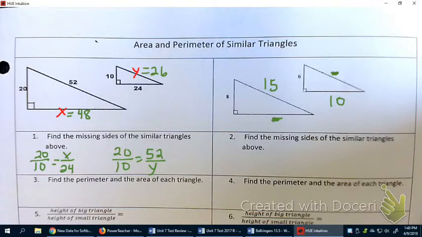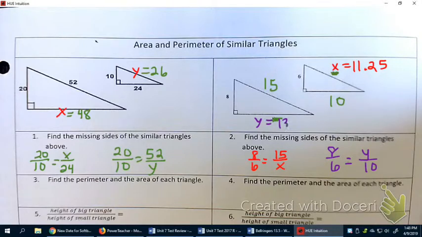All right, number 2. Same process, except this time it's not quite so easy to figure out since it's 8 over 6. So if I were going to find the part that went with 15 that I call X up here, it would be 8 over 6 equals 15 over X. And you end up with a decimal. And then if you do the other one, 8 over 6, and this time if I wanted to find Y, or 10, the side that corresponds with 10, I'm going to call it Y. It would be Y over 10. And this time you get 13.333.